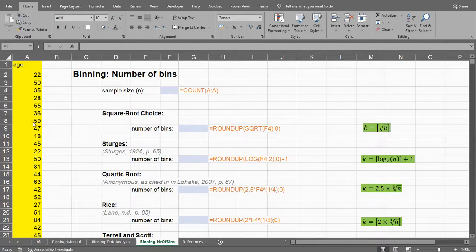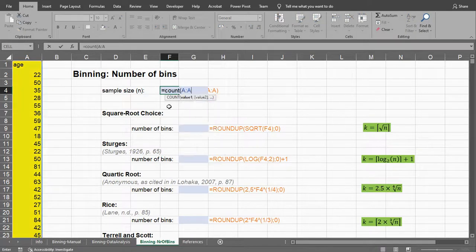There are quite a few actually, so this can take a little while. Most of them rely on the sample size. I have my data in column A, so my sample size can simply be count A. Alright, the first one that we're gonna have a look at is the square root choice.